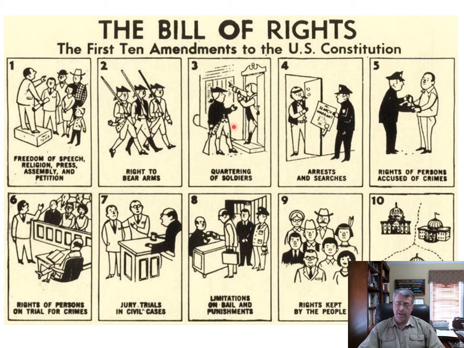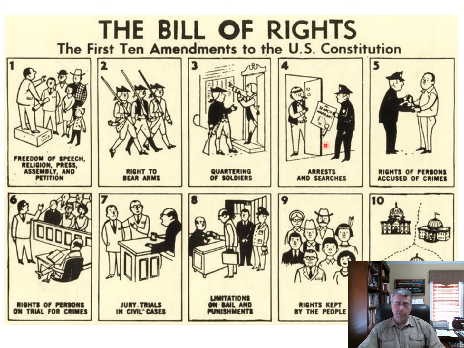Our Third Amendment prohibits the quartering of soldiers in citizens' homes, and this is an obvious connection to some of the issues we had with England prior to the Revolution, the Quartering Act, and so forth. We want a specific reference in the Constitution prohibiting that to ensure that kind of problem never happens again.